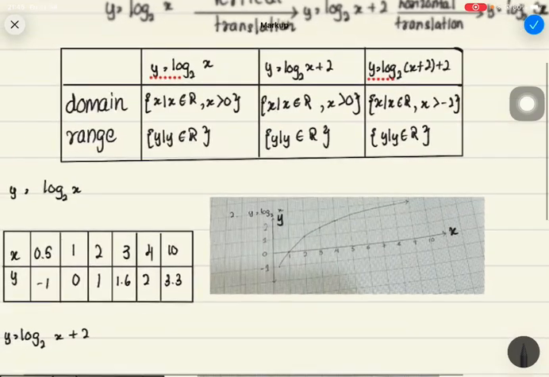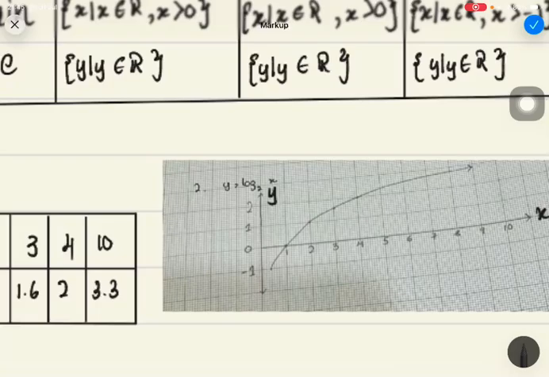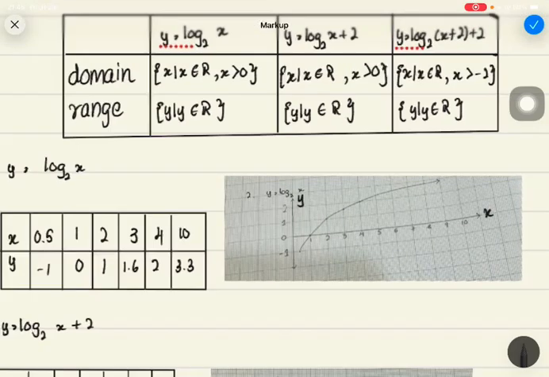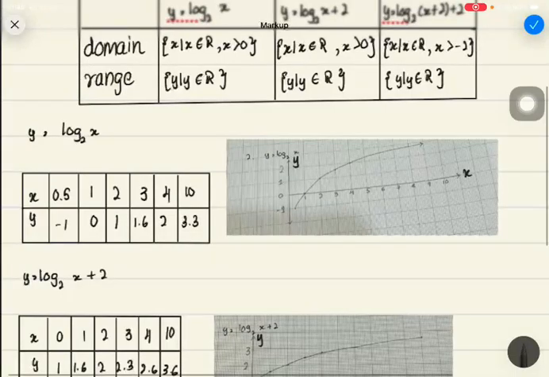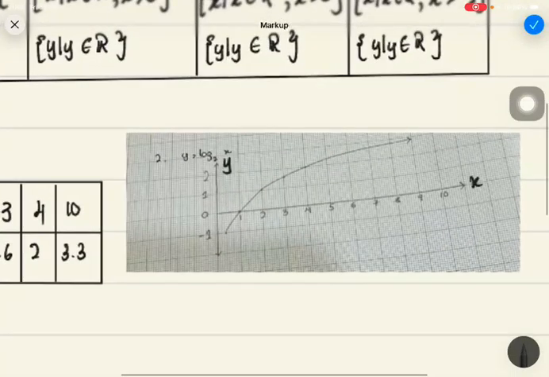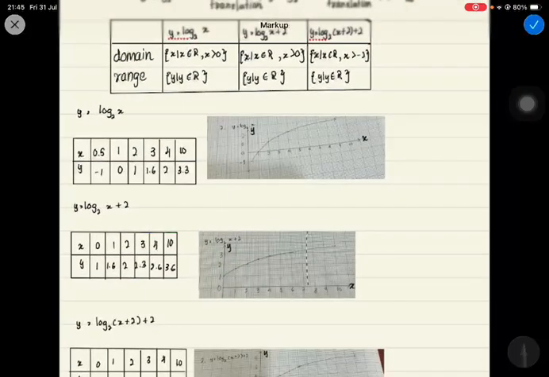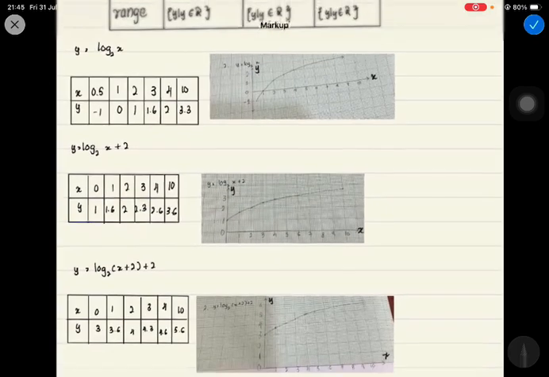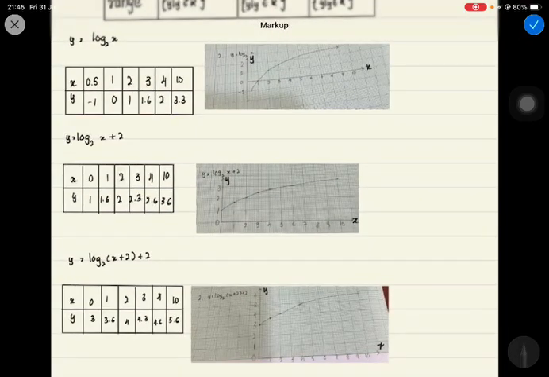So in here, at 0.5 the value is minus 1. In the same way, at x equal to 10, the value is 3. So at point 10, we have to put 3 and plot it. And we have to draw a line on the graph by connecting all the points that we made.